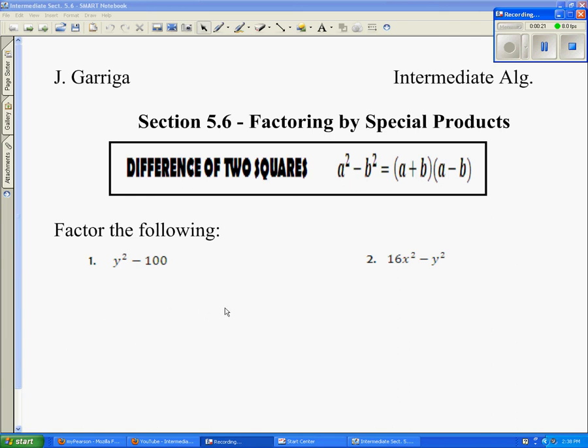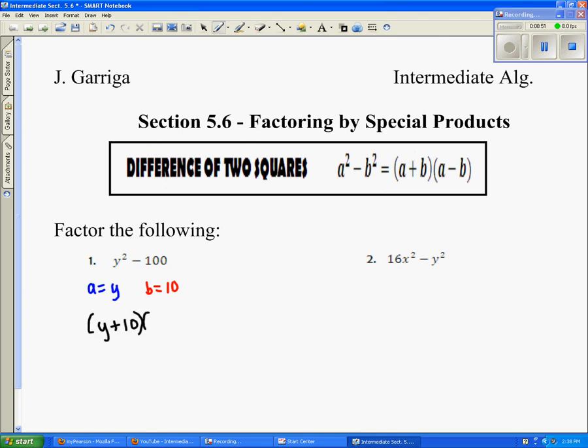So in problem number 1, in this first term right here, we want to know what is squared. Well, a is y. In my second term, which is just 100, my b is going to be what squared is 100. So our b is 10. Now all we have to do is plug in a plus b, a minus b. So that's simply a plus b, a minus b. Once we determine what our a and b values are, it's very basic.